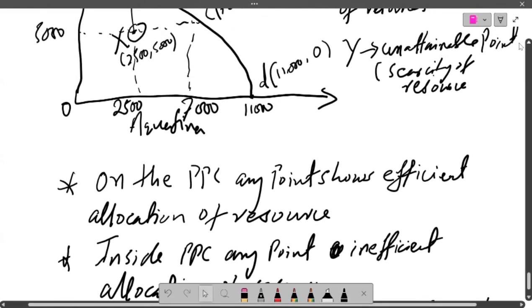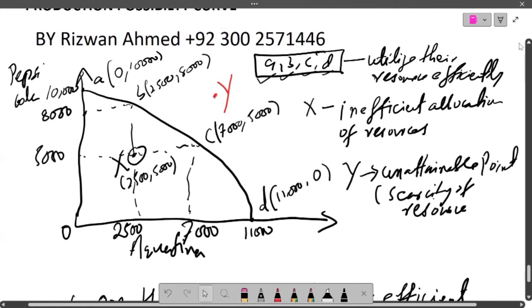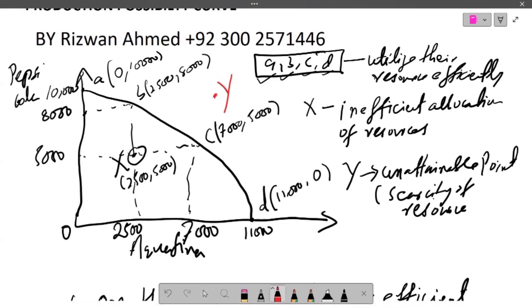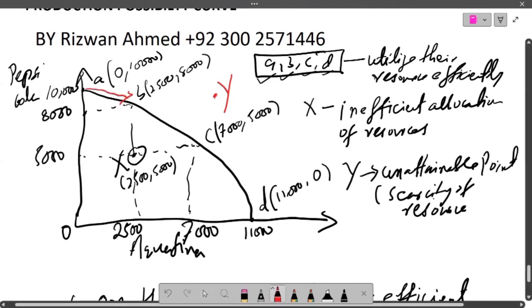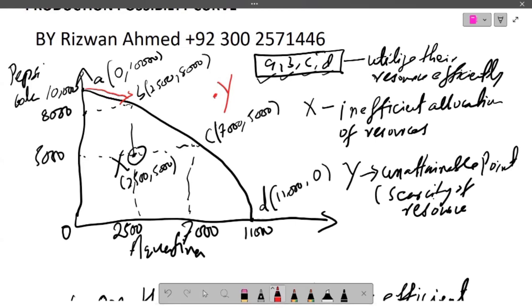So what about the movement along PPC? If we look at this diagram and move from point A to B, what will happen? At point A, we are producing 10,000 units of Pepsi Cola, and at the same time, no units of Aquafina. But when we move from A to B, we will sacrifice 2,000 units of Pepsi Cola in order to gain 2,500 units of Aquafina. So this is the idea of opportunity cost, because opportunity cost is the next best alternative foregone.